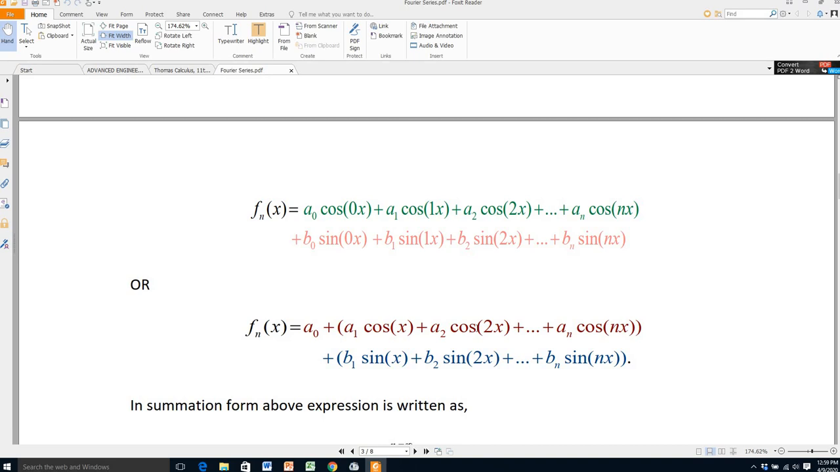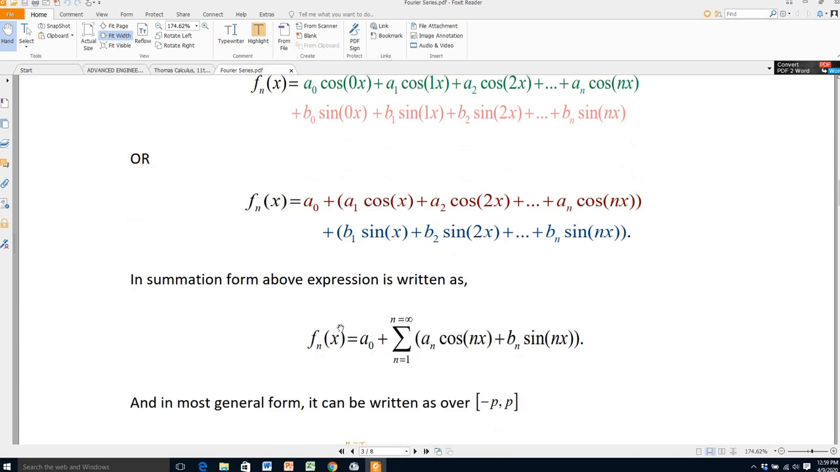In summation form, the above expression is written as f_n of x is equal to a0 plus the sum from n equals 1 to infinity of an cos nx plus bn sin nx. Here a0, an and bn are called the Fourier coefficients, and later on we will calculate how we can compute their values.